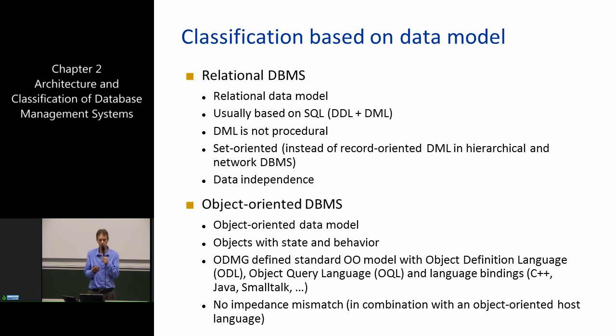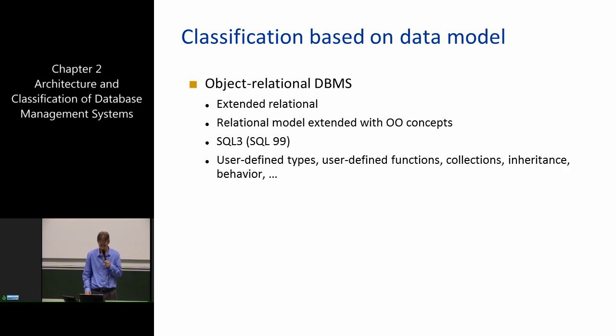Remember, the impedance mismatch was a mismatch that you had when you're using one way of representing information items, object-oriented, and another way, like relational representation of information items. So there's like a gap in between that you have to bridge, and you can bridge that gap either by using an object-oriented DBMS, in which case there's no impedance mismatch, or you can bridge it by using middleware, as we discussed before.